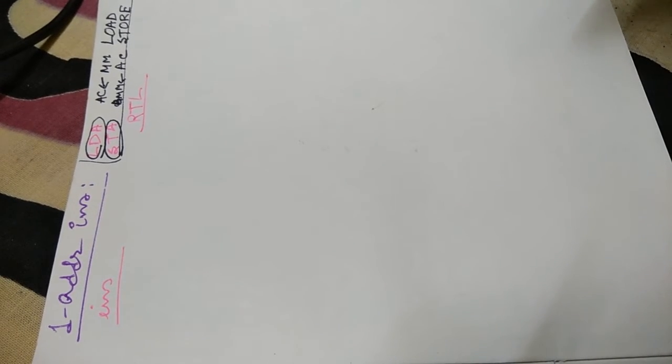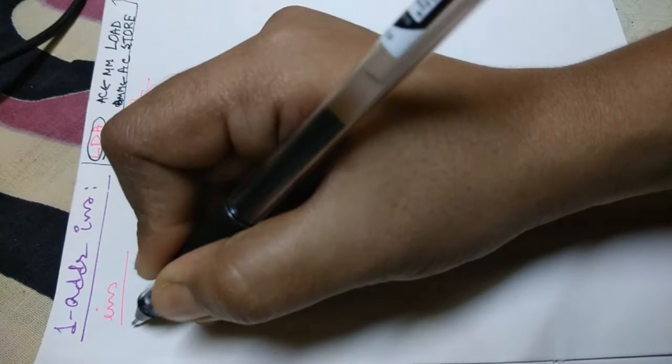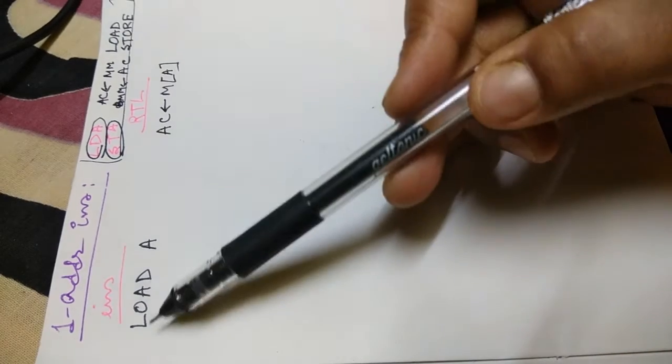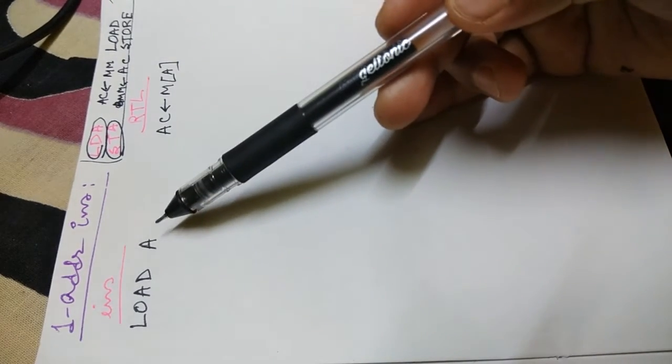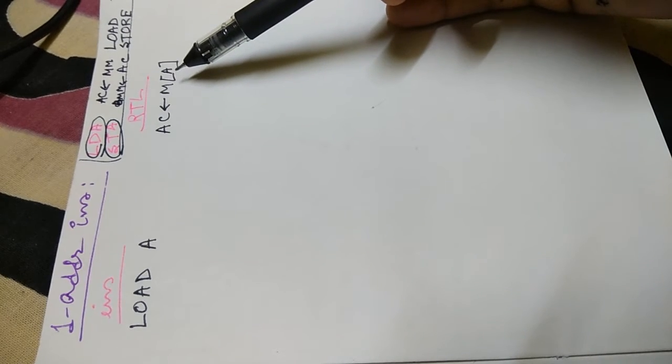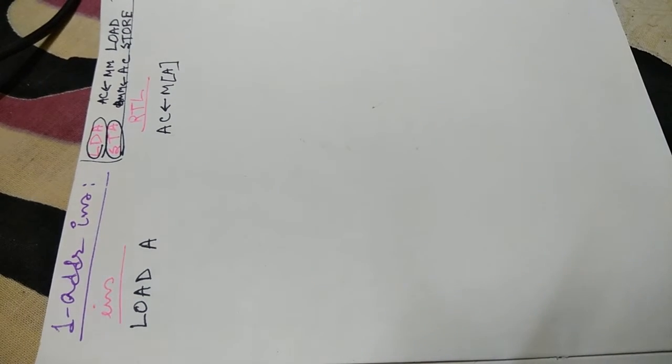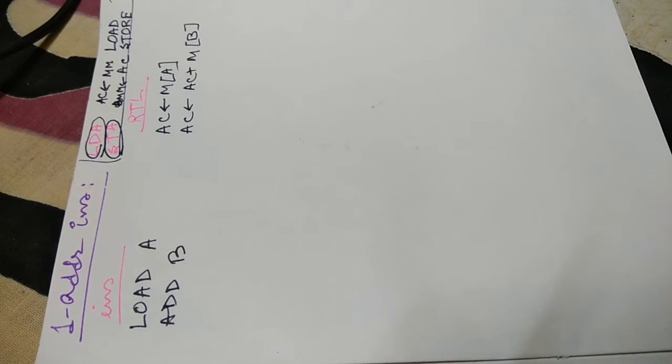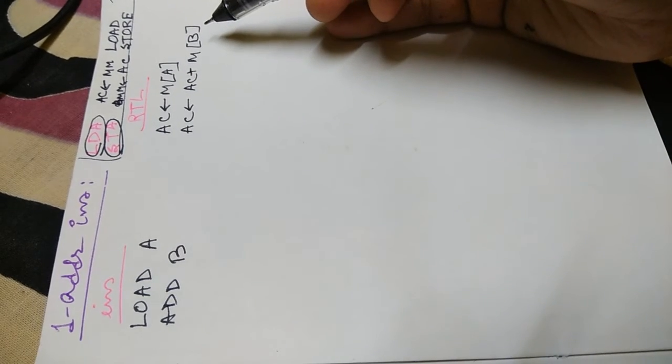Okay, fine. Now, if I want to perform A plus B, then I have to first load A. That is why I'm writing load A. After writing load A, now accumulator contains the content of A. Now I can write add B. Clear? This is very clear to you, right?